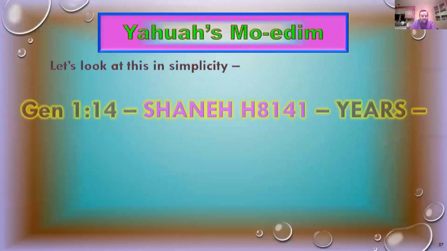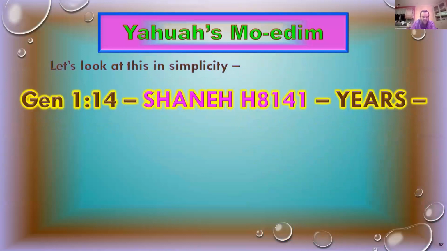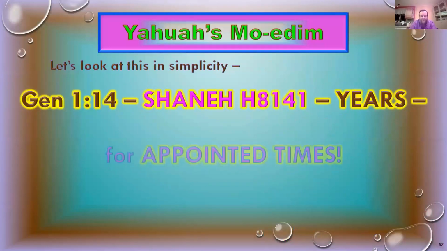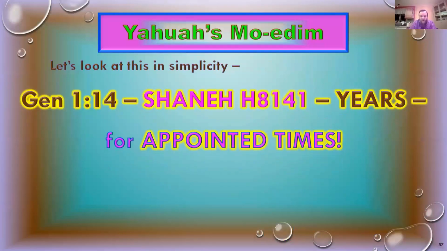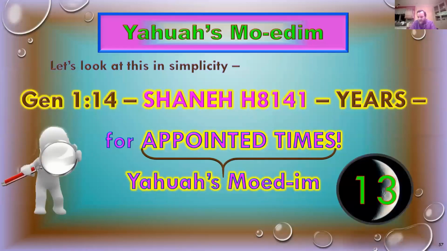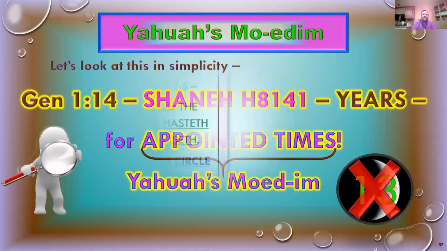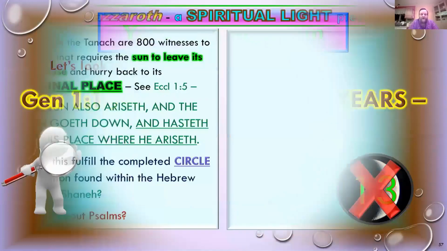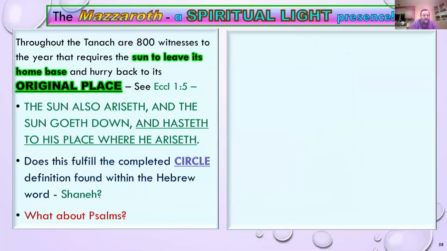Yahuwah's Moedim. Let's look at this in simplicity. Genesis 1:14. Shaneh, years. The Shaneh years are for appointed times for Yahuwah's Moedim. There is no 13th month. There is no lunar year in Yahuwah's Moedim. It does not exist. Okay, the Matzaroth, a spiritual light presence.